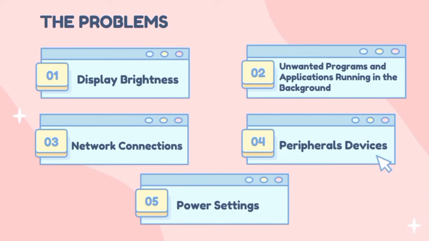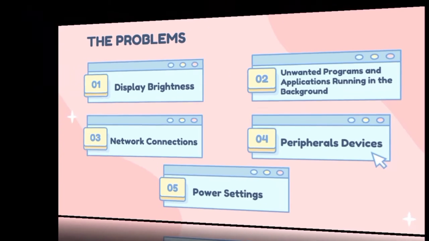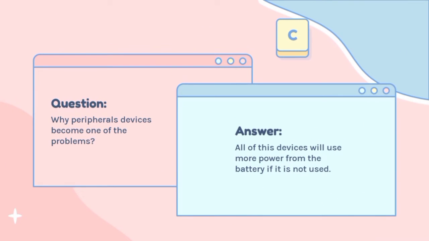Now let's look at the fourth problem, which is peripheral devices. Why do peripheral devices become one of the problems? Peripheral devices such as mouse, keyboard, speakers, USB flash drive and others can cause battery draining because all of the devices will use more power from the battery even if they are not used.